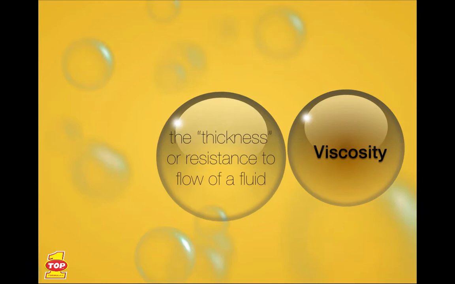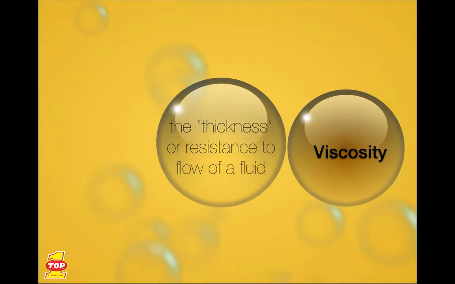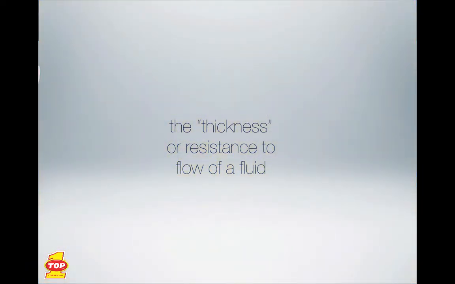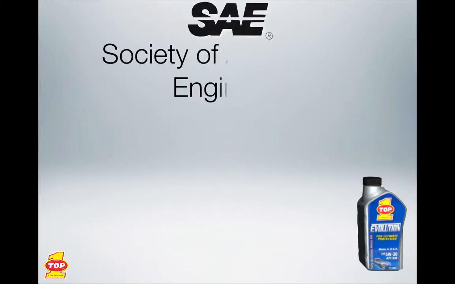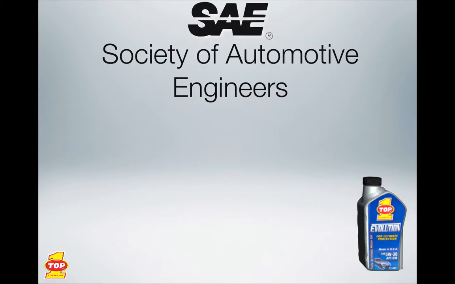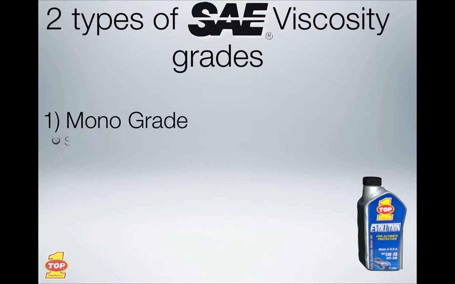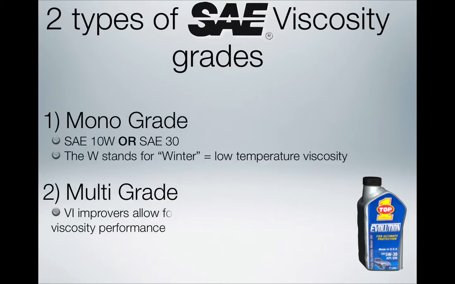Viscosity. Definition: the thickness or resistance to flow of a fluid. SAE, Society of Automotive Engineers, has established a numerical code system for grading motor oil viscosity based on their characteristics. An important point to understand is that there are two types of SAE viscosity grades: monograde, multigrade.